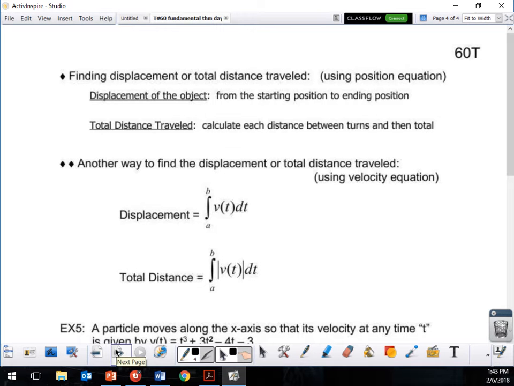Okay. So finding the displacement or the total distance traveled using the position equation. We have to find the distance traveled, it has to do with my velocity, doesn't it? Displacement means, okay, so I'm going to tell a story and you're going to tell me what the displacement is here.